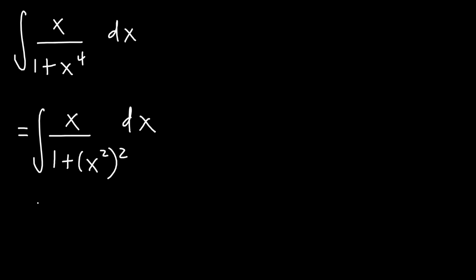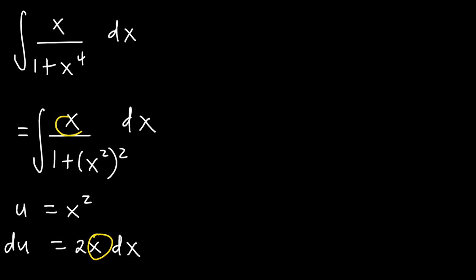And at this point what we need to do is set u to be equal to x to the power of 2. Because if we do this, du will be equal to the derivative of x to the power of 2, which is 2x times dx. And this x will be able to cancel with this. And if we make dx the subject, we shall have dx equaling to du divided by 2x.